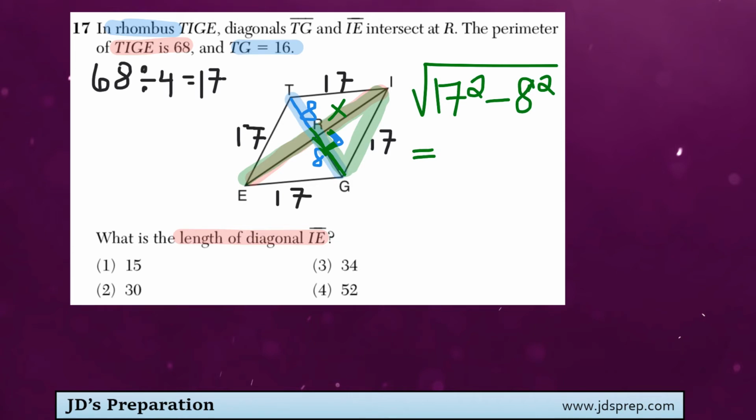And that's going to get us an answer of 15. So that distance there is 15, call it x. And of course this distance will also be 15. So that means that total distance from I to E is 15 plus 15, or 30.